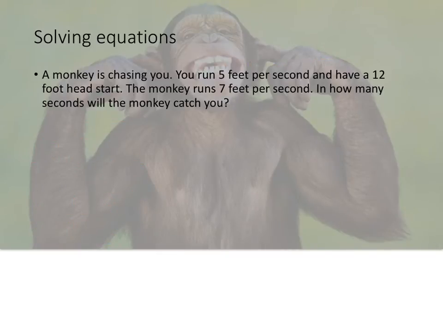So let's come back to our monkey problem. We can help solve this by using an equation. The reason we can use an equation is because we're really looking at two things. We're looking at you and we're looking at the monkey, and we want to know when they're the same. So we can make things the same by using an equation because we know that they're going to be balanced.